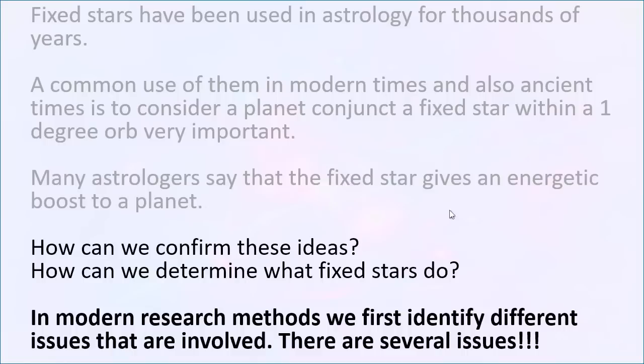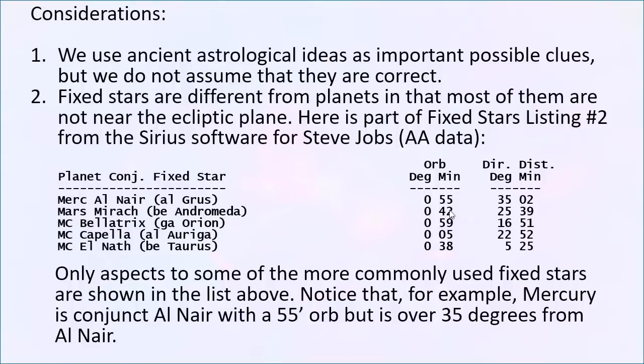We first question everything. What are the possibilities? What's going on? What do fixed stars look like in the sky? What kinds of ways can we look at this? So number one, we do use ancient astrological ideas as important possible clues, but we do not assume that they are correct. When I say that, that probably sounds reasonable, but how often in astrology do we just jump in with the ideas we've been told about and that we've inherited, and we just start testing them? So first, let's look at this whole issue of fixed stars and consider what our options are.